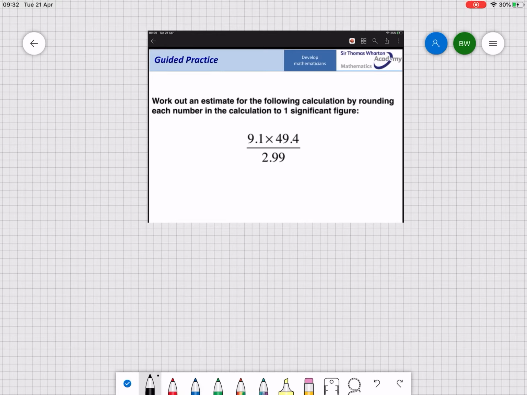In this video, we're going to look at estimation. So the question says, work out an estimate for the following calculation by rounding each number to one significant figure. So the question here is actually telling you what you need to do. You need to round each of the three values to one significant figure. So let's take 9.1.